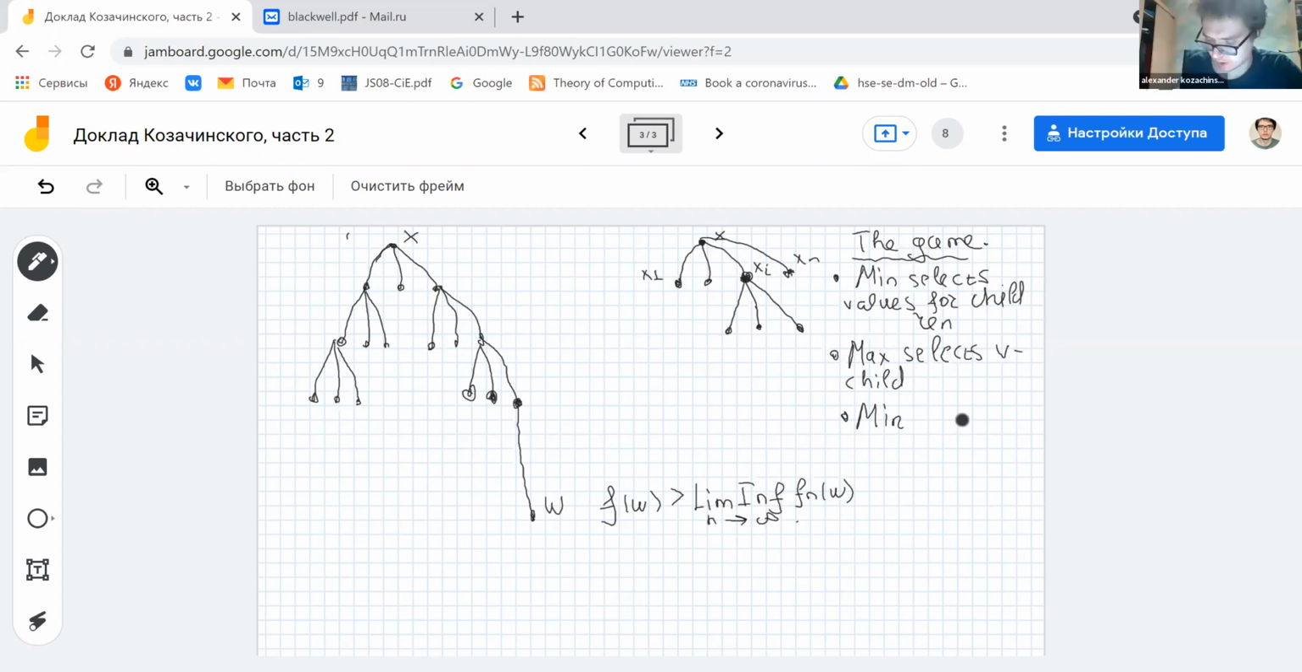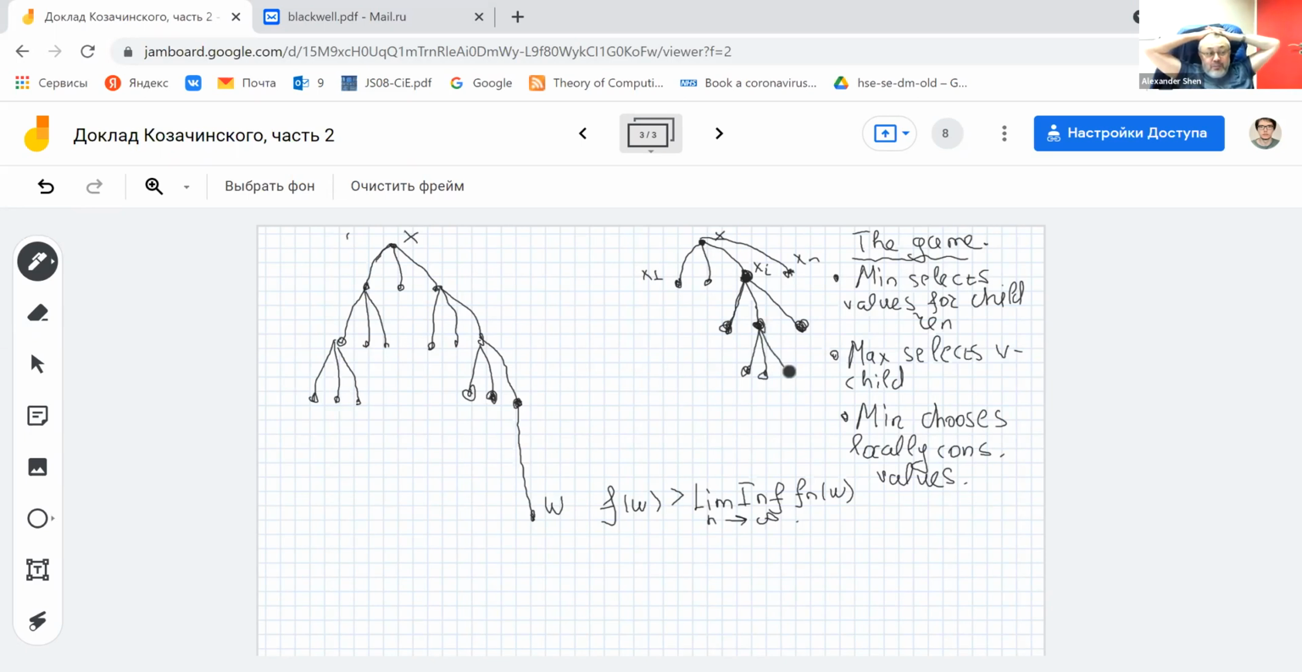Just so min chooses a locally consistent extension of the certificate, and max selects any child he doesn't believe. So min now only gives some values for these children, and max selects some child, and then they proceed. Max doesn't select any values, max just selects a child. As a result, we get some infinite branch, and max wins if this holds. So this is some game.